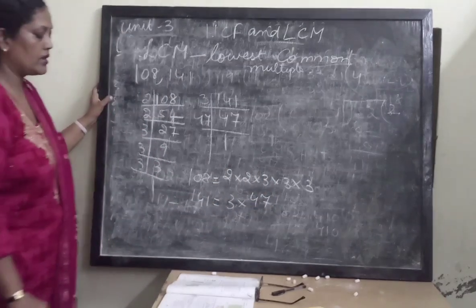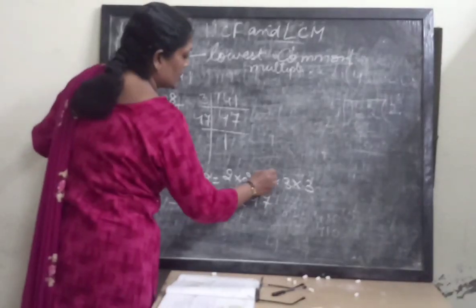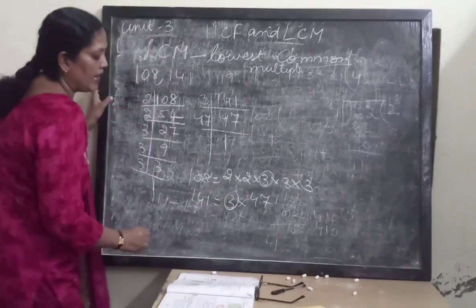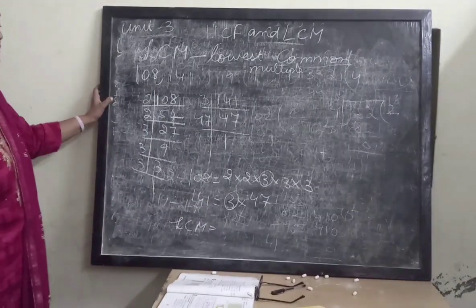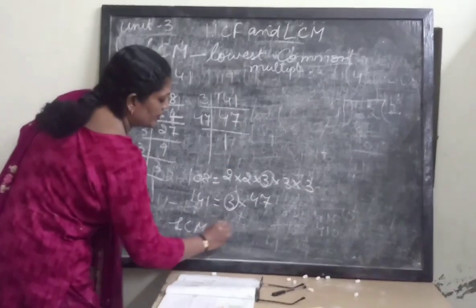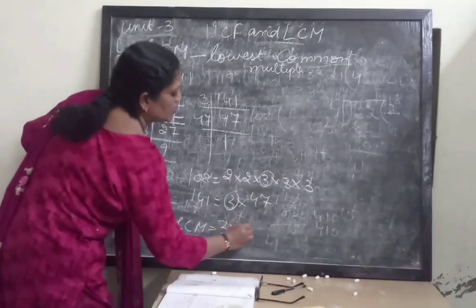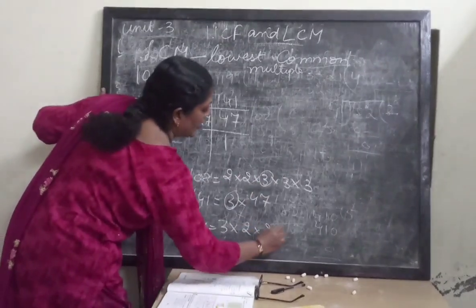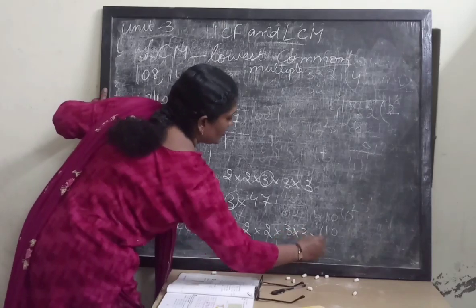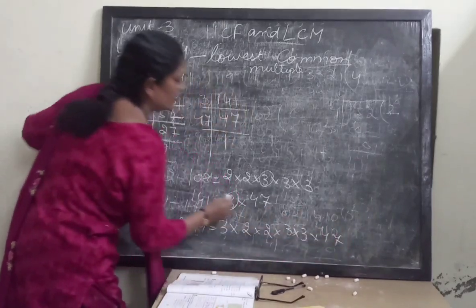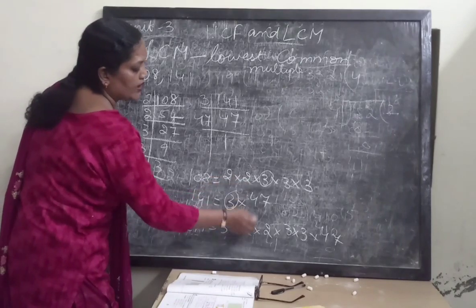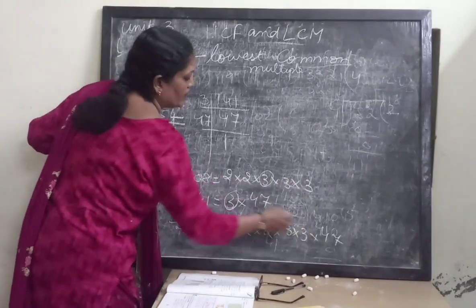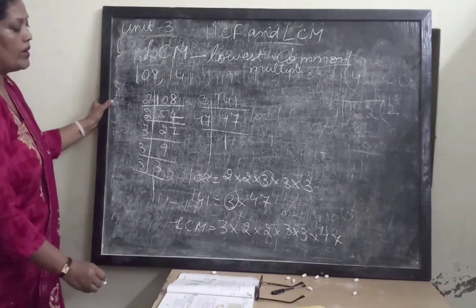Now first you will circle the common number. 3 is common. In the LCM, you have to multiply all the numbers. First you will write the common number, then the remaining numbers all you have to write in the LCM. Got it, students? See here, 3 is common, I have written it once. Then 2, 2 times. 3, 2 times. 47, 1 time. And you multiply it.